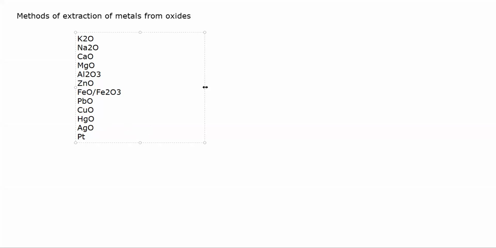But how we separate these metals from their oxides, for this you should know the position of carbon. The position of carbon is between aluminium and zinc in terms of reactivity, and the position of hydrogen is between lead and copper.